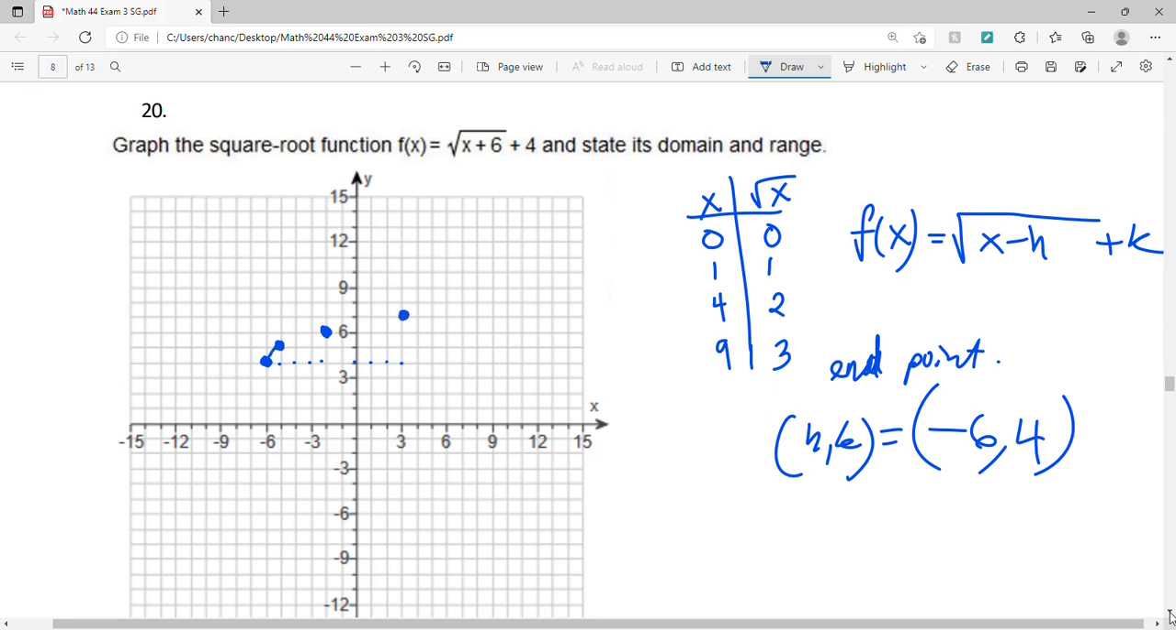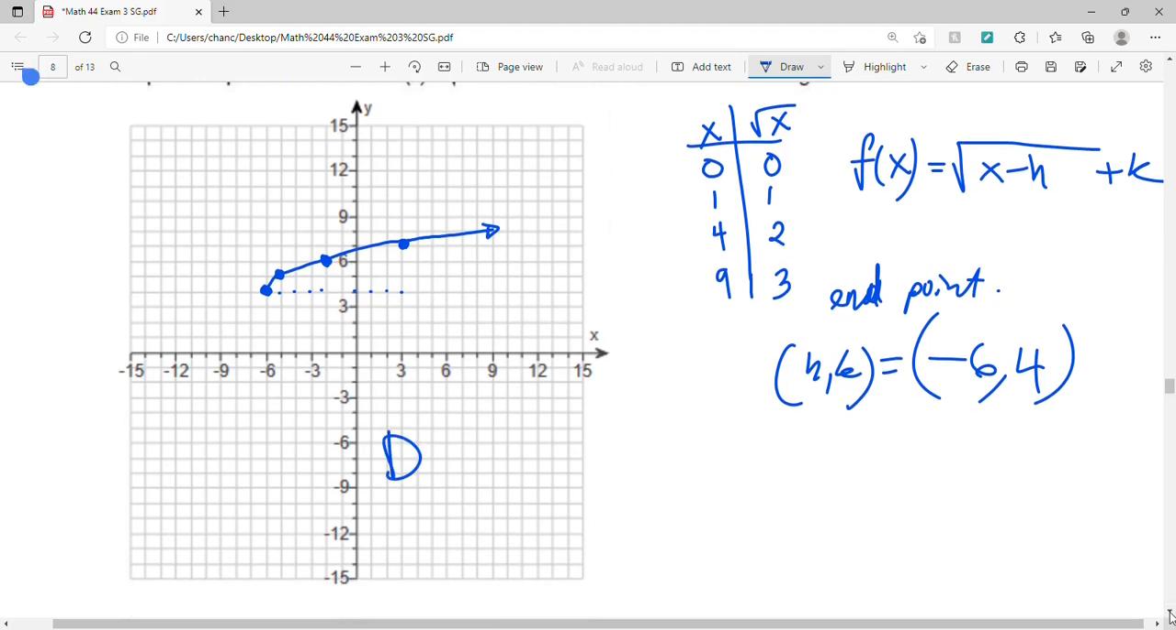And we'll sketch our square root function. It looks like a sideways parabola, but just half of it. And that's it for the graph. We need to state the domain and the range. It goes to the left, negative 6. It goes to the right forever. For the range, it goes down to a positive 4, and it goes up forever.